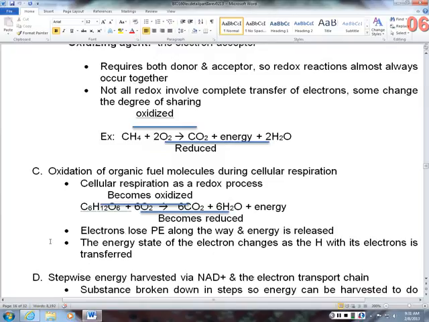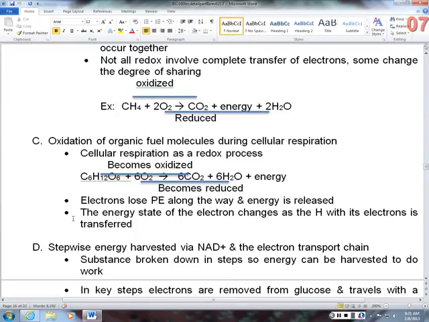So when we look at it with cellular respiration as a redox process, you've got your oxidation portion occurring here and your reduction portion occurring down here, with the oxygen becoming carbon dioxide and water. And so as electrons move, they're going to lose potential energy along the way, and it's released, which is how you are going to have a negative delta G in there, because energy is released out of it. And the energy state of the electrons changes, as does the hydrogen with its electrons as it's transferred.